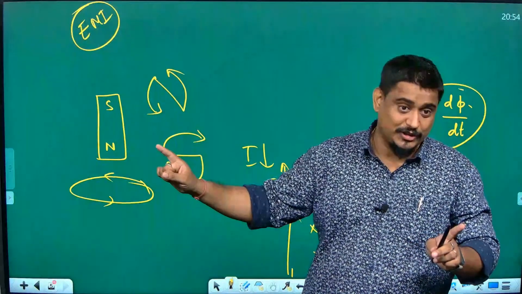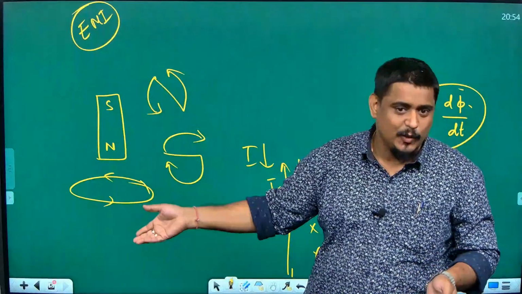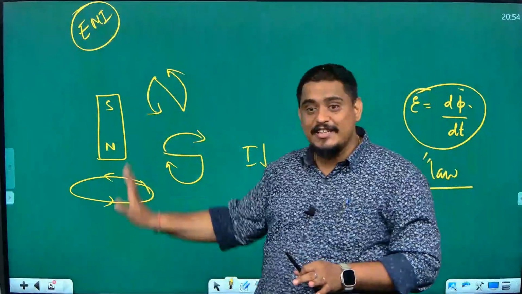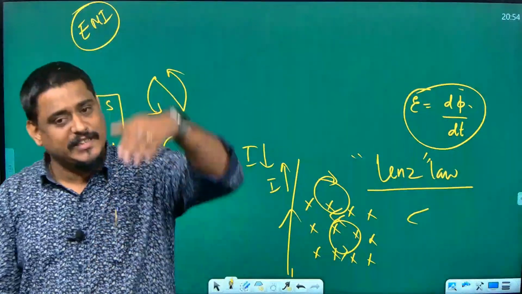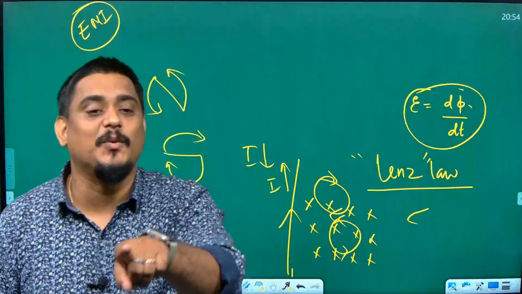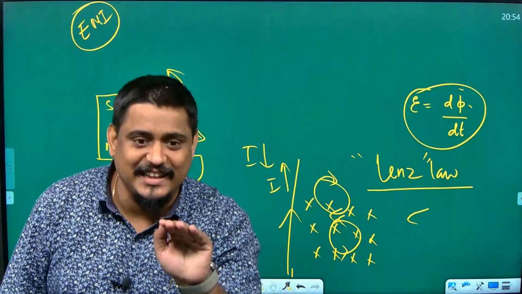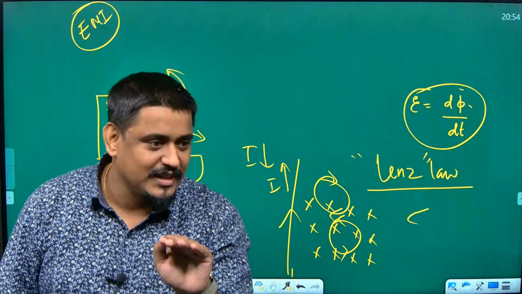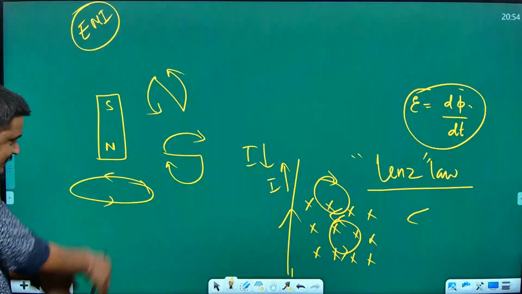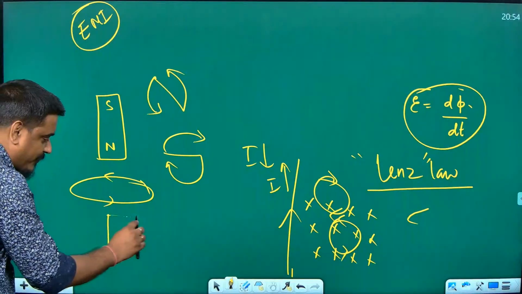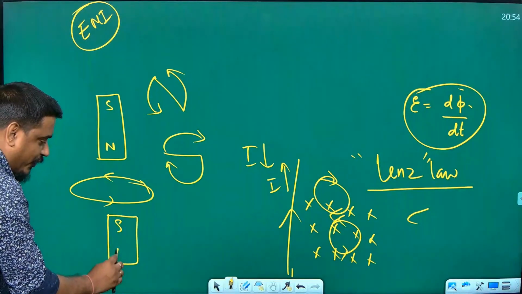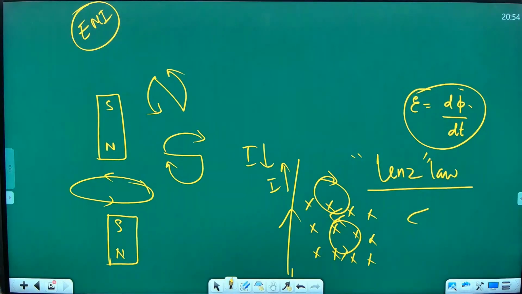I'll repeat the question. It will be less than g. Why less than g? Because of the opposing, it will reduce. So it will still go down, but not with g as a constant. g will become lesser than 9.8. And once again, if it passed down, it has reached here now. South was here, north was here. Now what is happening? Magnetic field is reducing.